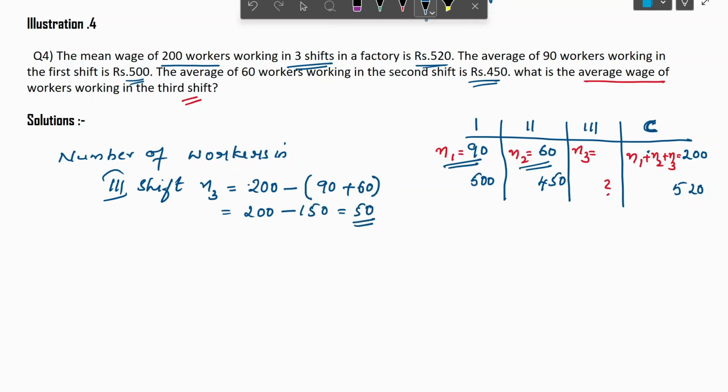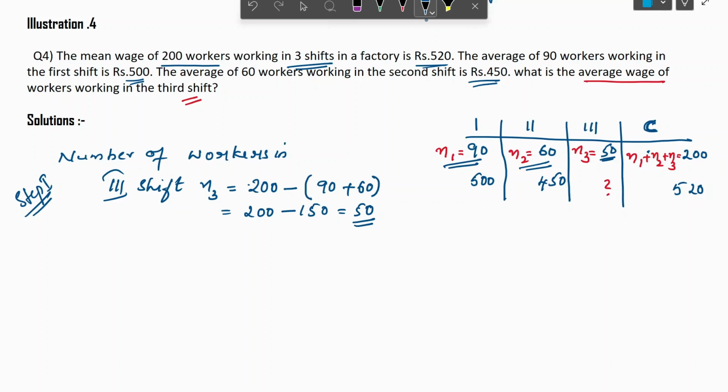Therefore, this is the first step. This is step number 1. You can do this in your mind also, because 90 plus 60, that is 150 workers are there in the first 2 shifts, and the total is 200. Therefore, automatically you can write the number of this one, 50. But in the examination, you'll write it as a step.